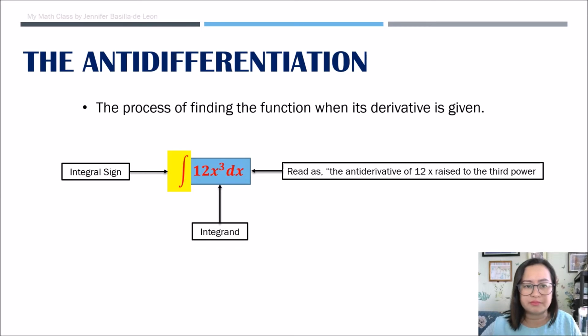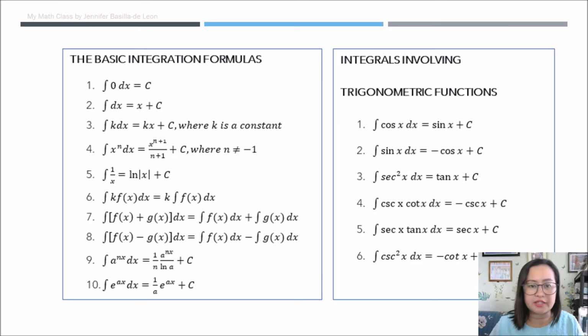Here are some rules that we can apply in getting the antiderivative of a function. The first set is about the basic integration formulas, while the second set are the integration formulas involving trigonometric functions. Now let me show you how to apply these formulas by giving you examples.